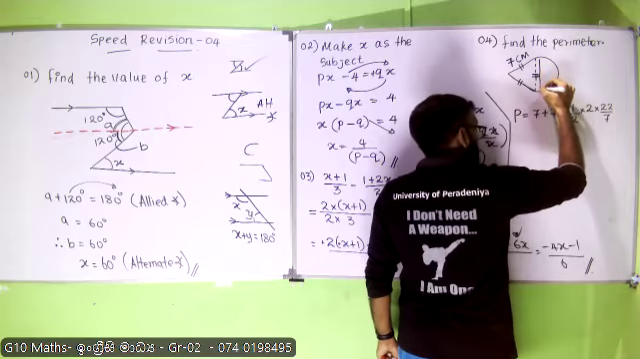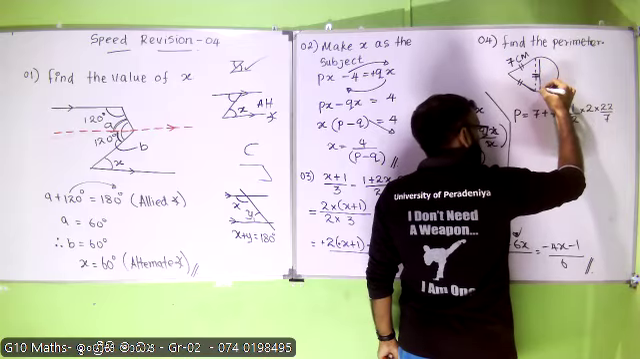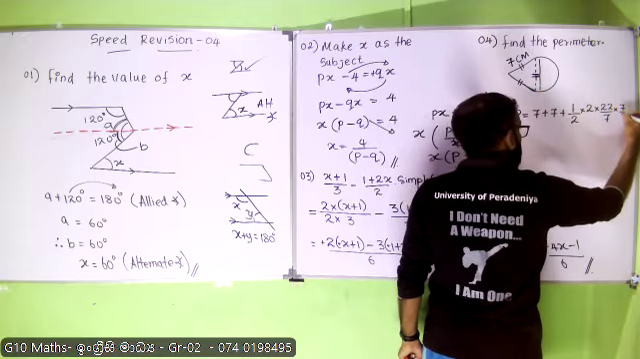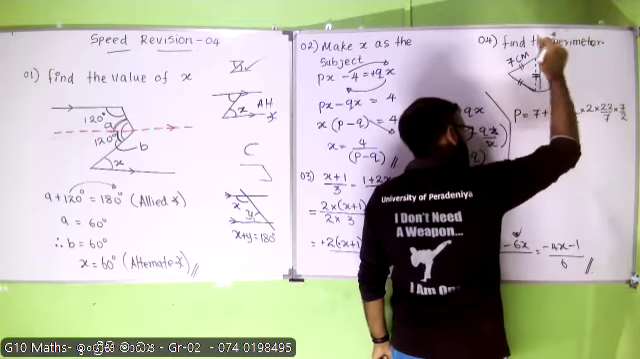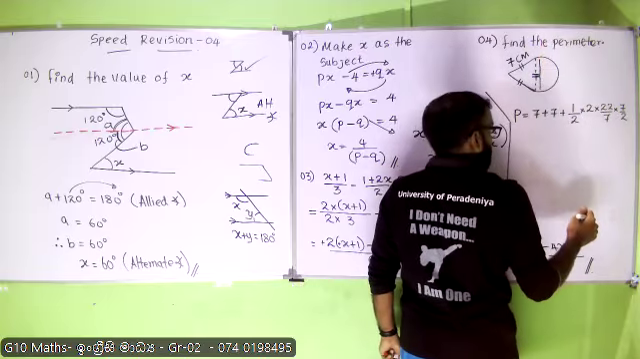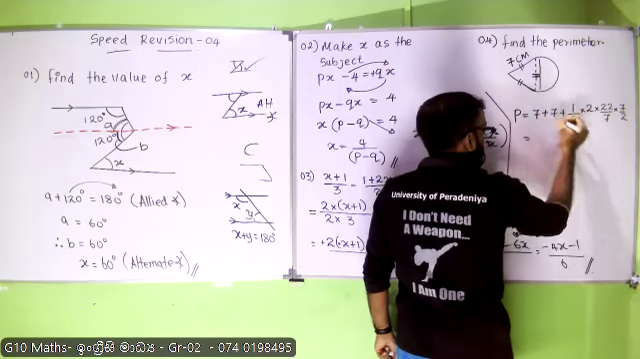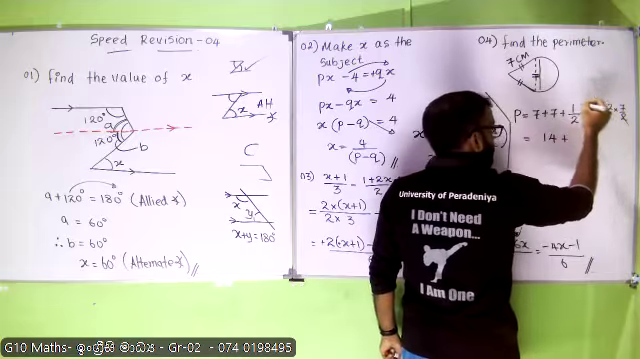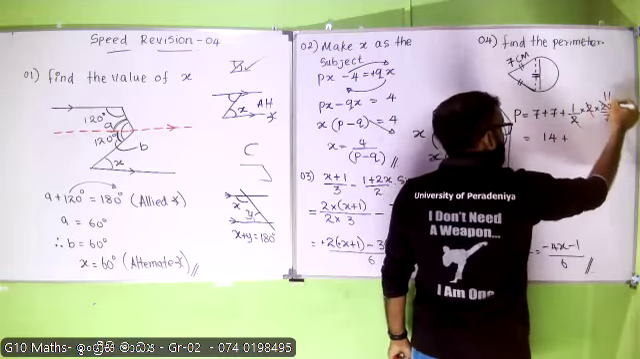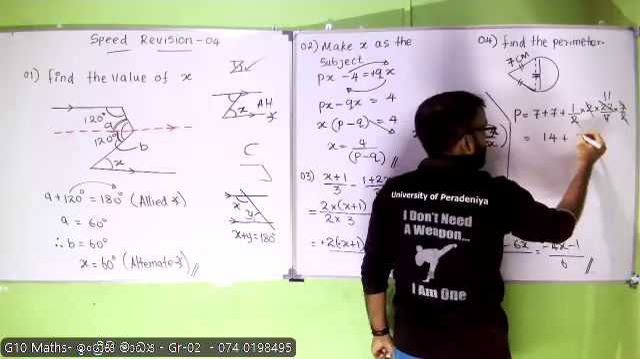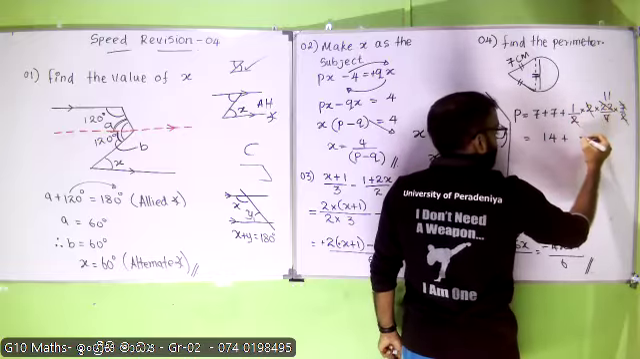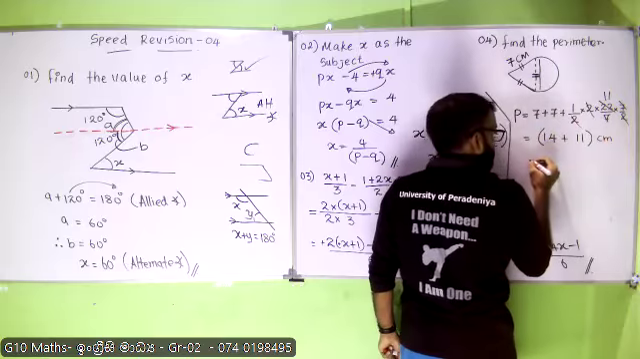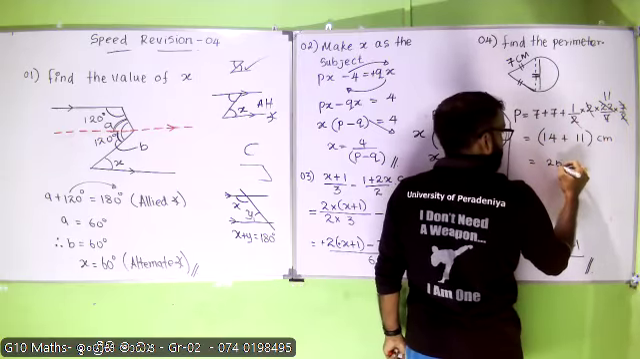The diameter is 7. You need the radius, so multiply by 7 divided by 2. This lesson we finished last week. So 14 plus 11. All are in centimeters, so 25 centimeters should be the answer.